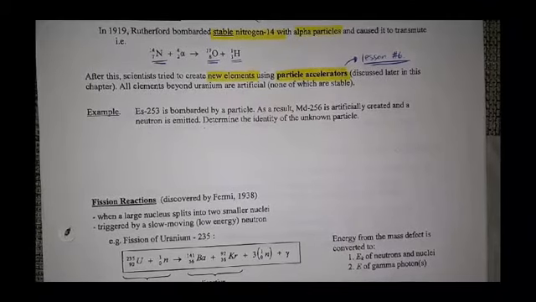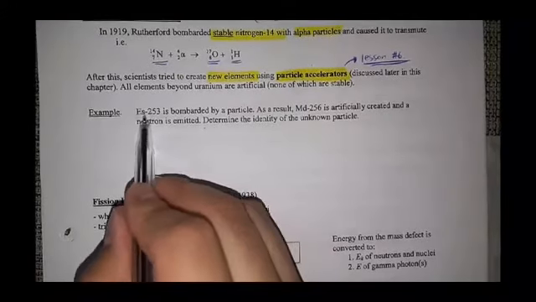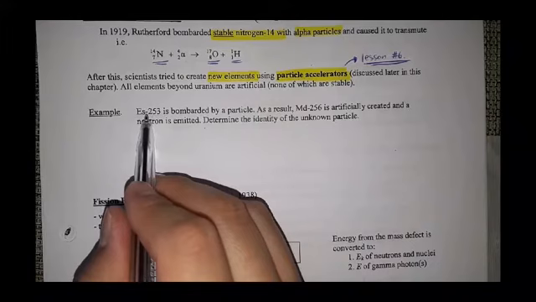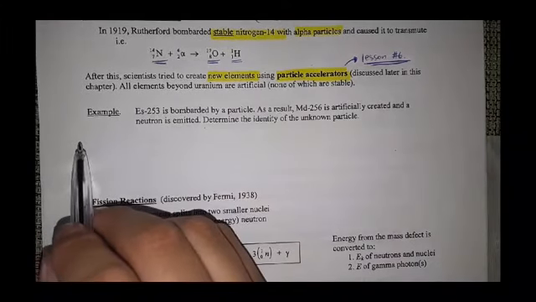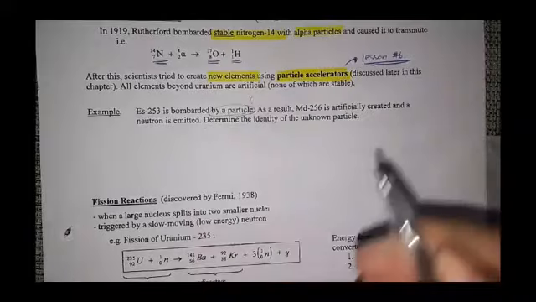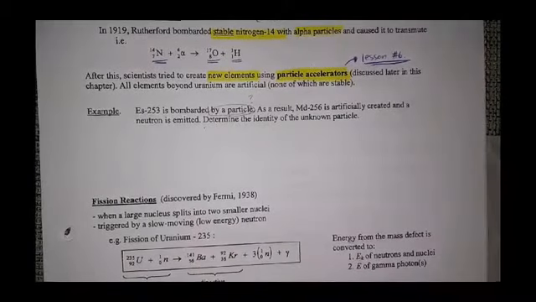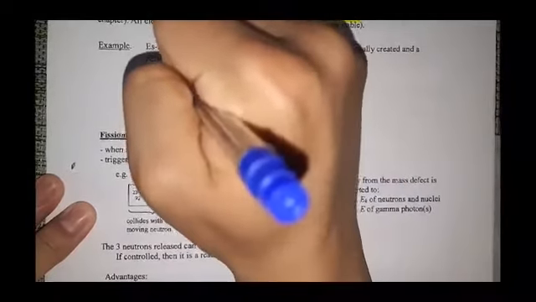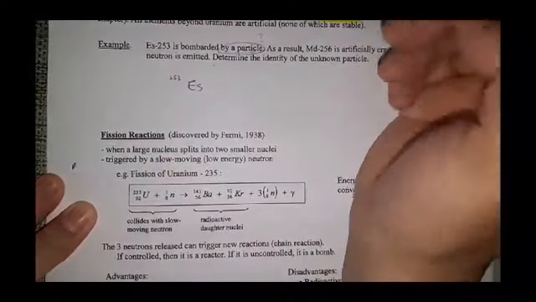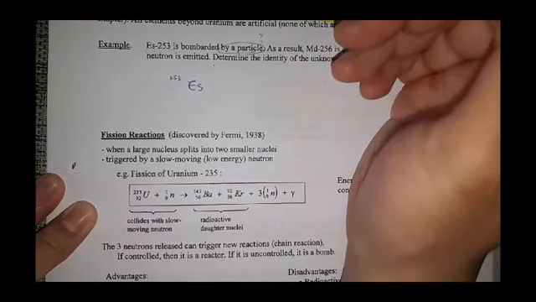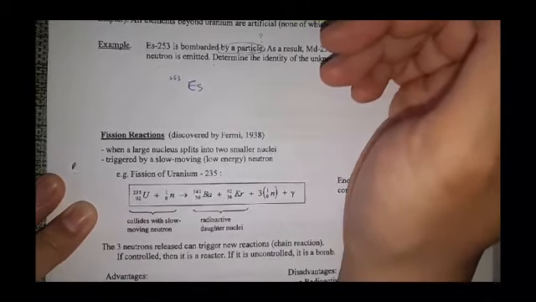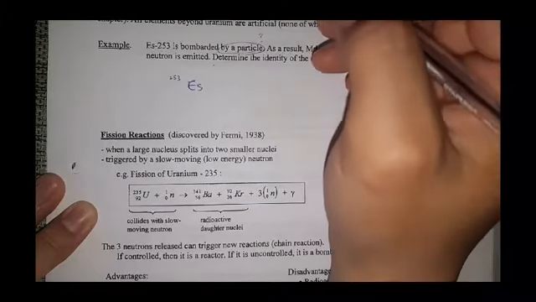Let's do a quick example. ES-253, I mentioned Einsteinium, this is Einsteinium. The Einsteinium-253 isotope is bombarded with a particle. We don't know this particle. As a result, Md-256 is artificially created and a neutron is emitted. Determine the identity of this unknown particle. First things first, it's quite a good review. Einsteinium-253 should be on the top, and for Einsteinium you need to look at your periodic table, which is one of the pages in your data sheet.